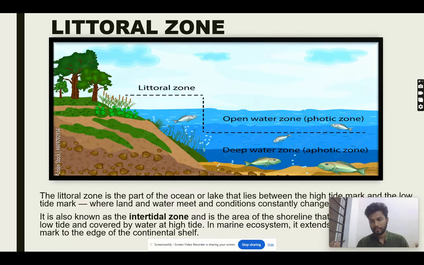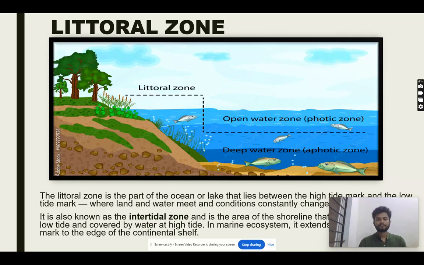And coming to my topic, which is the littoral zone. The word literally means pertaining to the shore. It comes from the Latin word litus or litor, meaning shore. So basically it means pertaining to the shore or near to the shore. That is what littoral zone literally means.